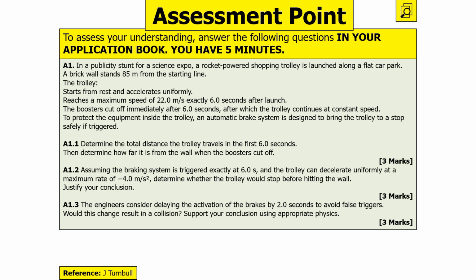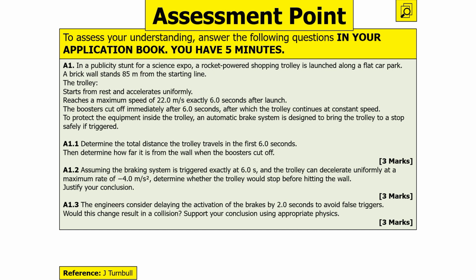The trolley starts from rest and accelerates uniformly, reaches a maximum speed of 22 meters per second exactly 6 seconds after the launch. The boost is cut off immediately after 6 seconds, after which the trolley continues at a constant speed. To protect the equipment inside the trolley, an automatic braking system is designed to bring the trolley to a stop safely if triggered. Determine the total distance the trolley travels in the first 6 seconds. Then determine how far it is away from the wall when the boost is cut off.